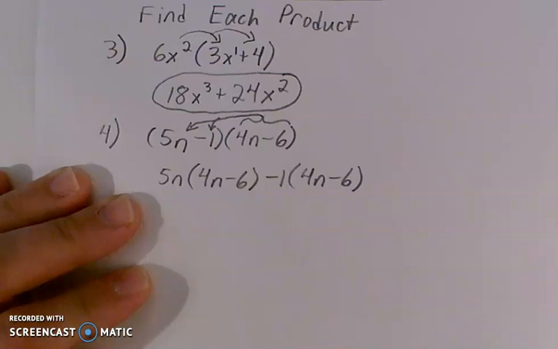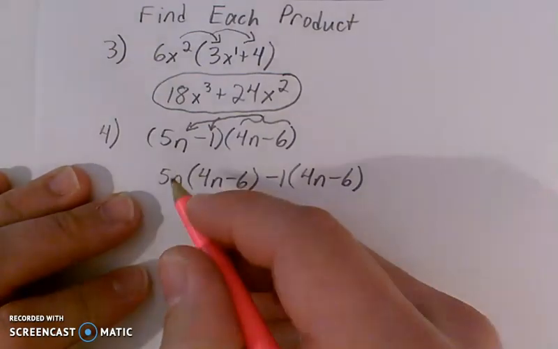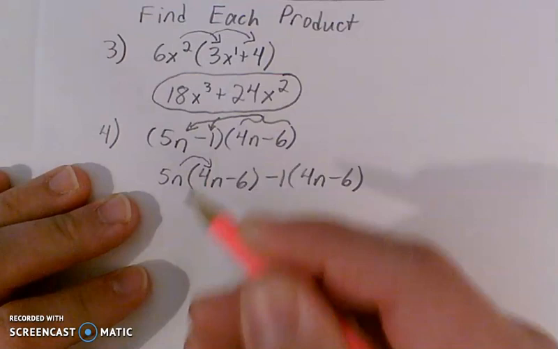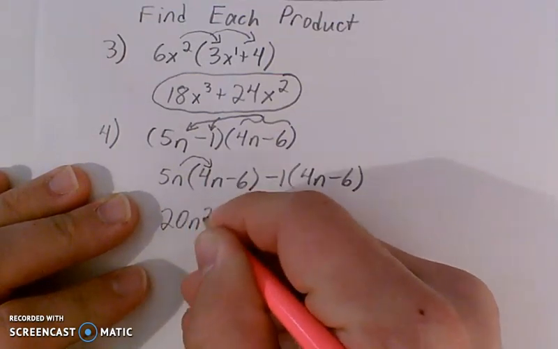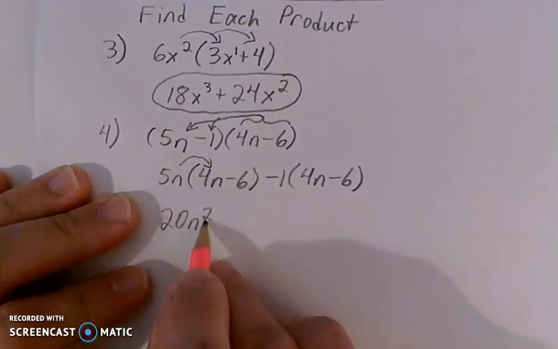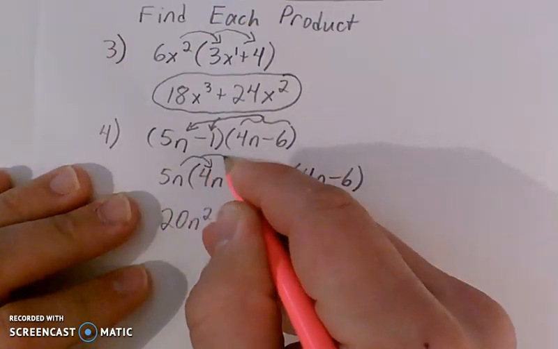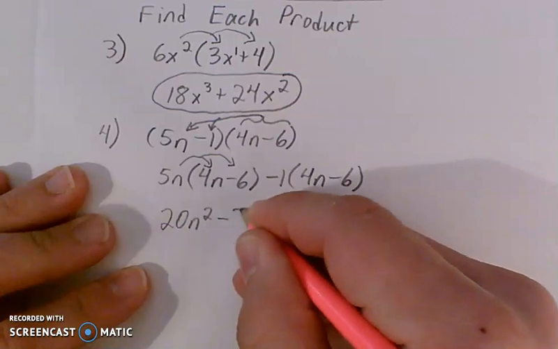Now I'll distribute a second time. That's the reason why it's called double distribution. So 5n times 4n would be 20n squared. N to the first times n to the first is how I got n squared. 5n times negative 6 will be negative 30n.